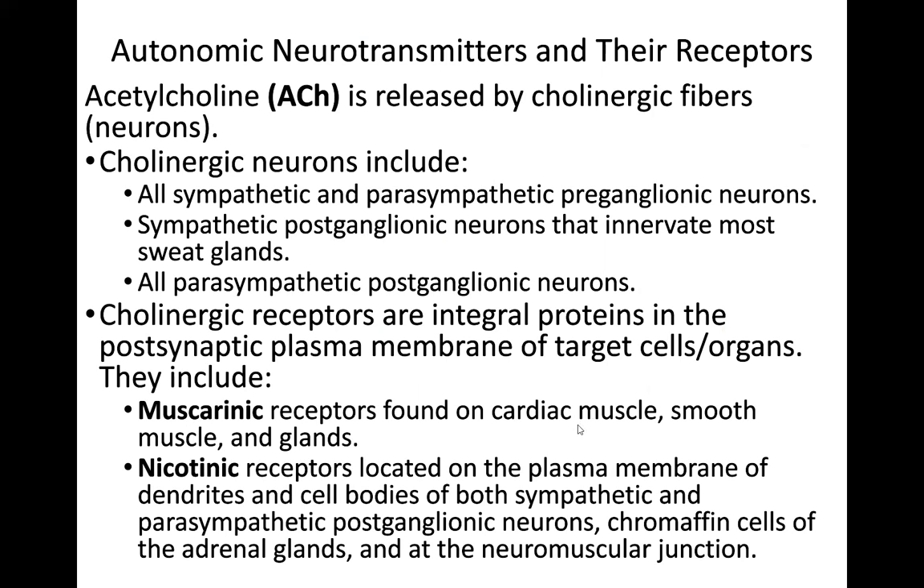And that's where you find it on cardiac muscle and smooth muscle, and then not a muscle, but obviously what we call glands. And then nicotinic kind of sounds like the word nicotine. But these receptors are found on the plasma membrane of dendrites and cell bodies of both sympathetic and parasympathetic postganglionic neurons, the chromaffin cells of the adrenal medulla, and at the neuromuscular junction.